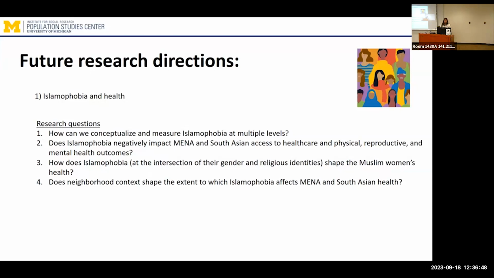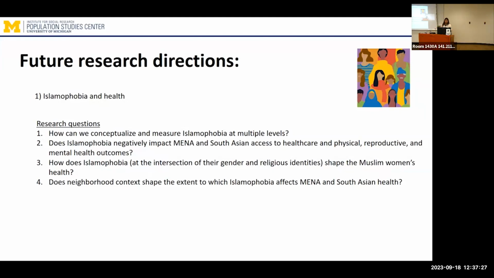So one of my key interests moving forward is going to be really delving deeper into understanding how Islamophobia affects health and the mechanisms that are maybe related to existing conceptual models on how racism affects health. I'm really interested in understanding how we conceptualize Islamophobia differently than how we just conceptualize racism and xenophobia more generally, and how can we measure Islamophobia, not just at the interpersonal level, but also at organizational levels within the community, and also more at the structural level.